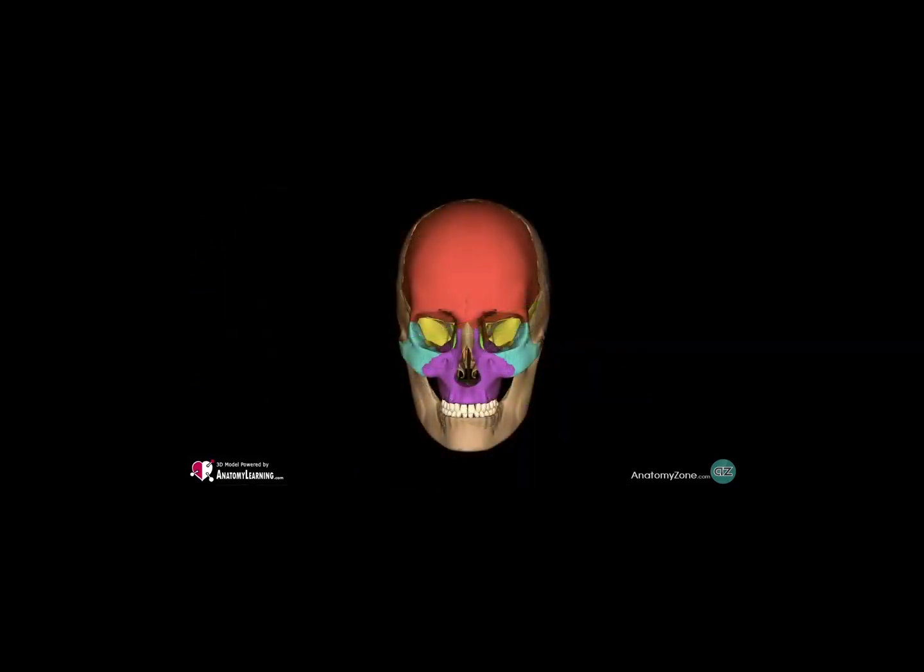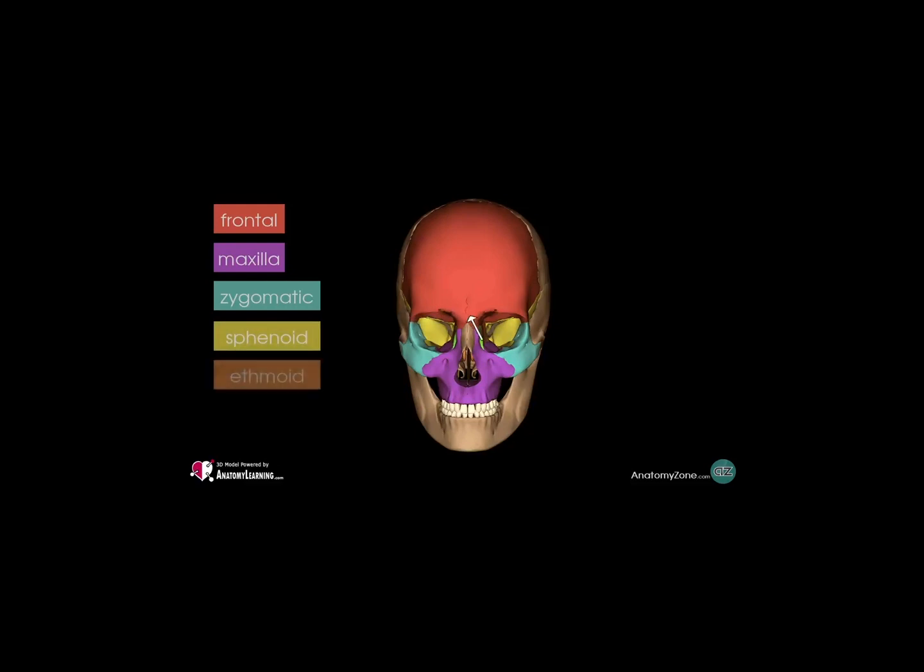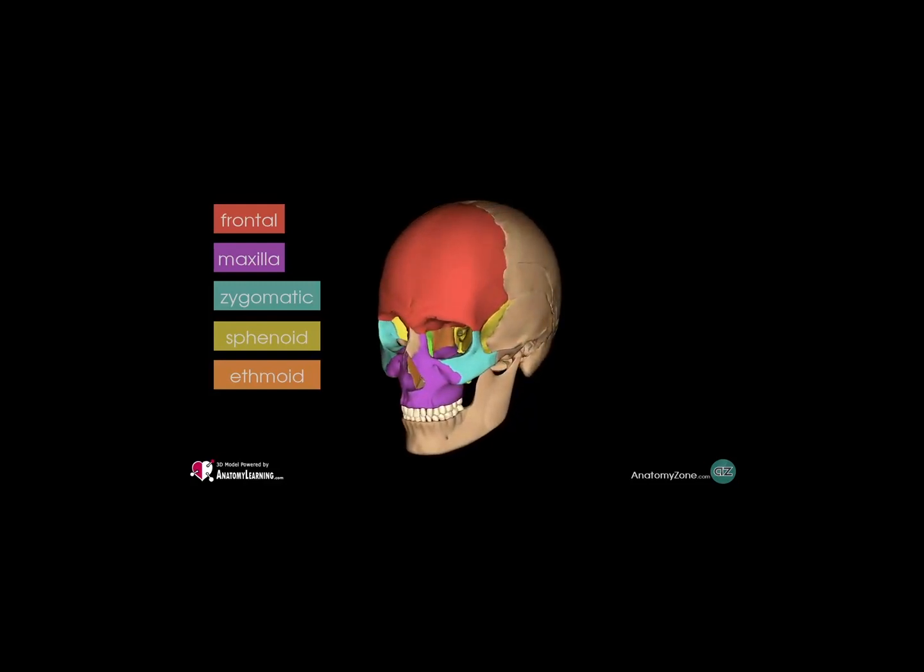The boundaries of the orbit are formed by 7 bones. From this anterior view, you can see the frontal bone in red, the maxilla in purple, the zygomatic bone in light blue, the sphenoid bone posteriorly in yellow, and the ethmoid bone in orange. Looking here at the medial aspect of the orbit, you can see a better view of the lacrimal bone in green, the ethmoid bone in orange, and a small part of the palatine bone in dark blue.